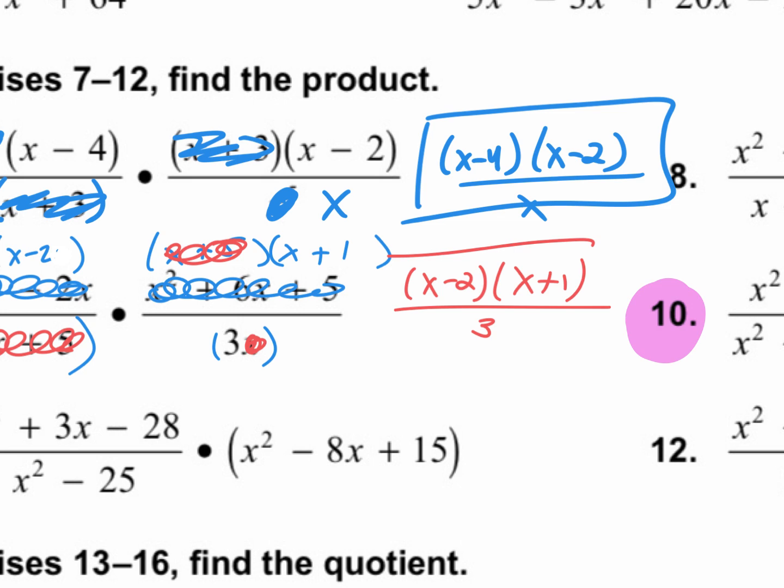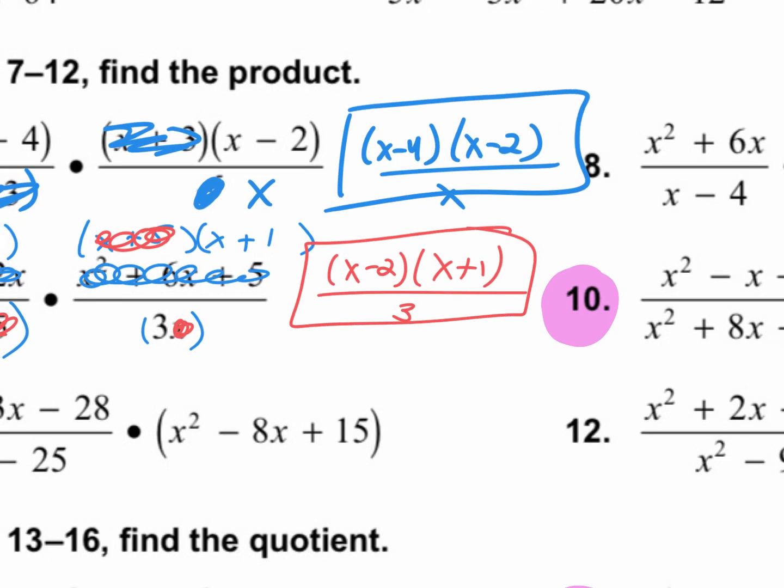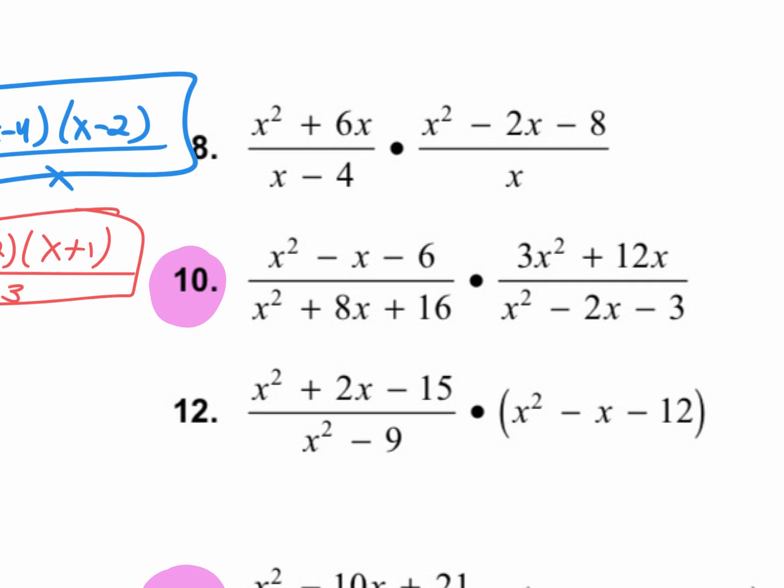Over 3. Perfect. Let's look at 10. It's just 4 factoring problems. That's all it is. Factor, factor, factor, factor.